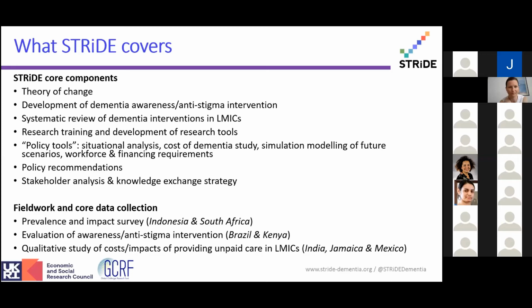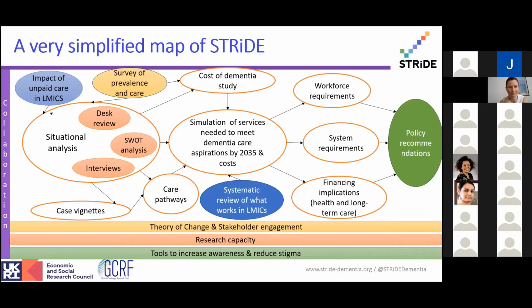At the moment, most of this work is on pause because of COVID and various countries in lockdown. So we're rethinking whether alternative methods could be used for some of the elements in the project, but in other cases, like the prevalence survey, that's on hold and will start when the countries are able to restart. This is just for information, a very simplified map of STRIDE, but it's probably not as simple as we think of it as being.